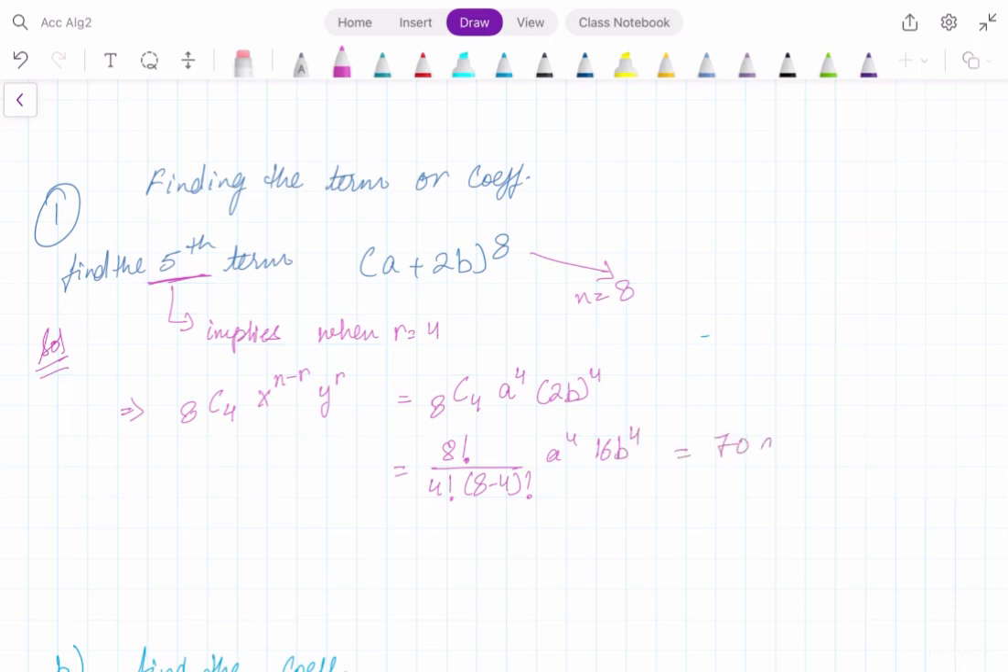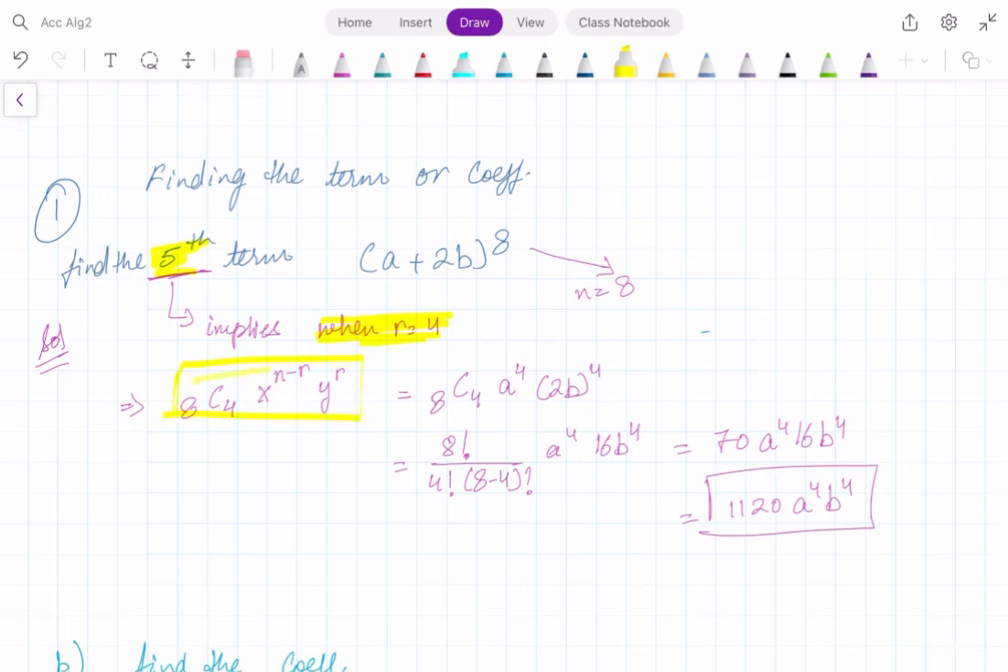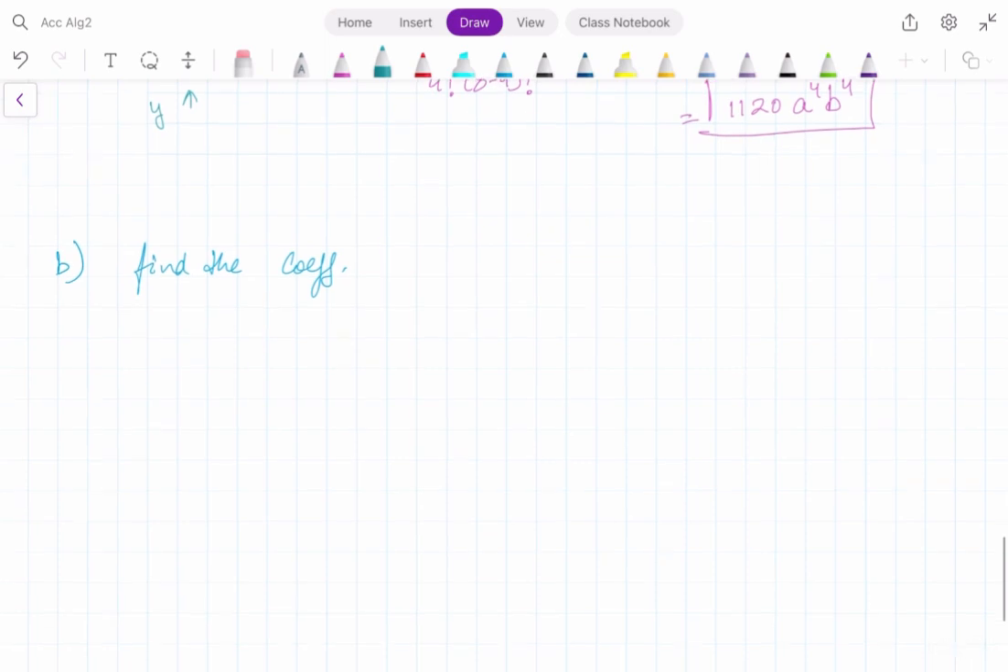So for the fifth term, that means the coefficient of the fifth term will be 70. And the whole entire term is 1120a4b4, because you are multiplying 70 with 16. But if you write the Pascal's, the 70 will be the coefficient. All right. So please underline and highlight this equation, nCr times x to the power of n minus r times y to the power of r. So as x decreases, y increases.